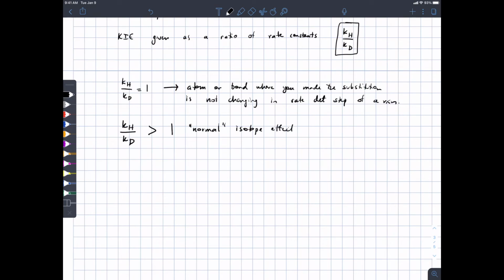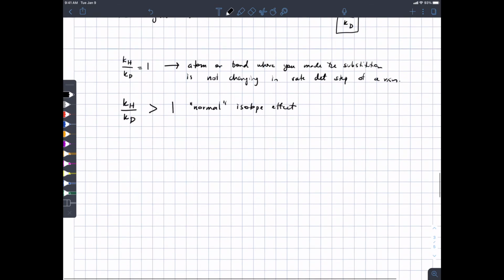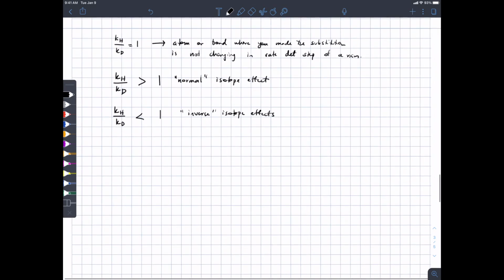And if the ratio is less than 1, that's called an inverse isotope effect. As to what the implications are, we're going to need to talk about a little bit of PChem and bond vibrations to get a sense for that. But just globally, this is what people will say. If you hear people talk about a normal isotope effect, they mean it's faster for hydrogen than for deuterium. If they say inverse, they mean it's slower for hydrogen than deuterium.